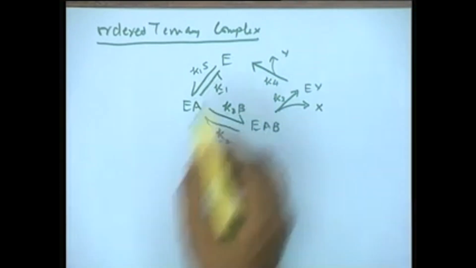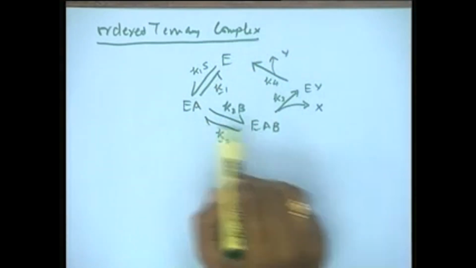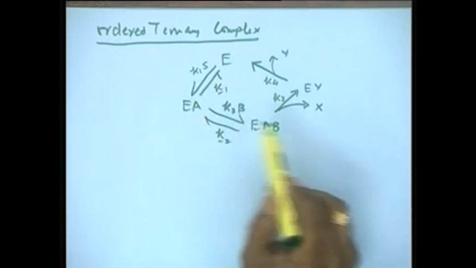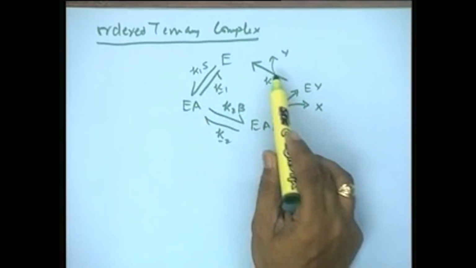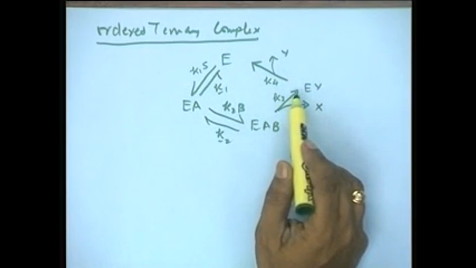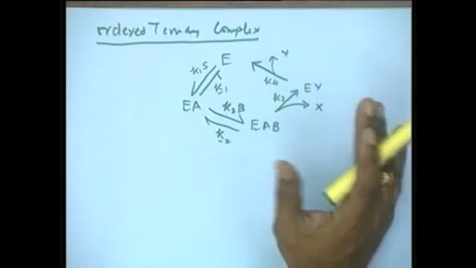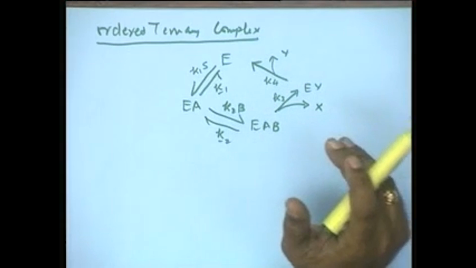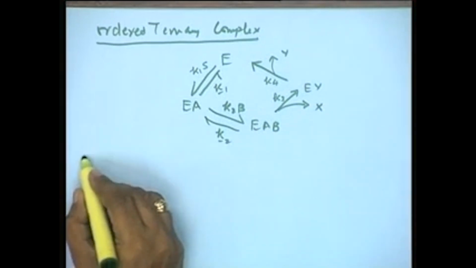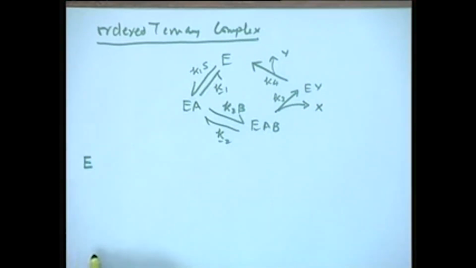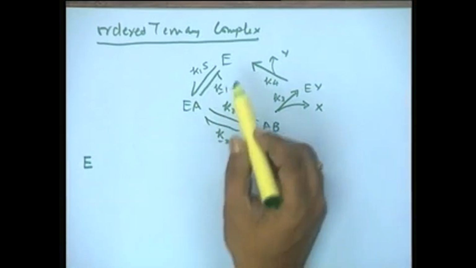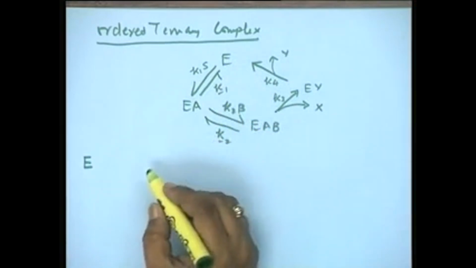Now, if you notice, let us look at the 4 different enzyme species: E, EA, EAB and EY. The last 2 steps are irreversible in nature, they only lead to formation of 2 products in a sequential manner. Now, if we write for E, you will notice that there should be 3 different possibilities.